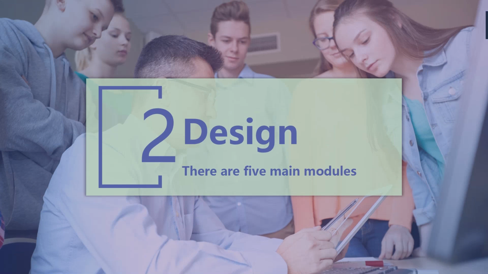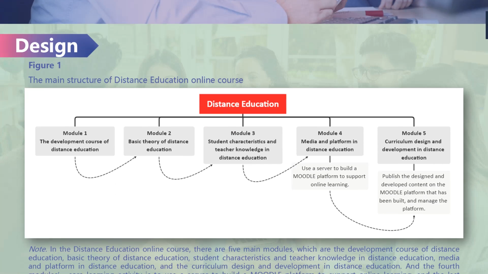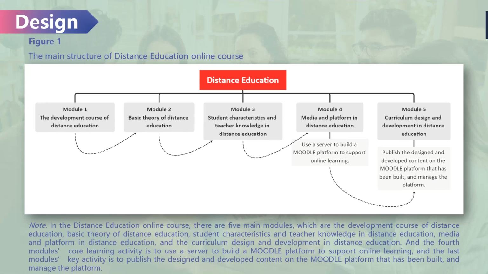The design. There are 5 main modules. We can see the picture. In the distance education online course, there are 5 main modules, which are the development course of distance education, basic theory of distance education, student characteristics and teacher knowledge in distance education, media and platform in distance education, and the curriculum design and development in distance education.